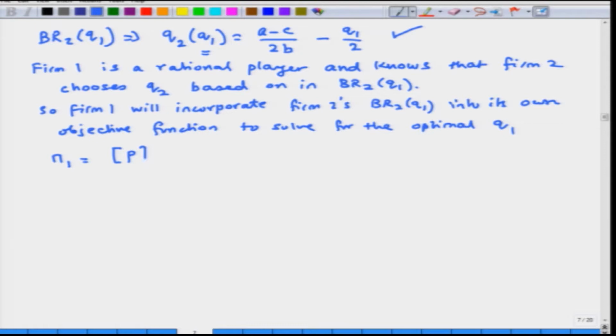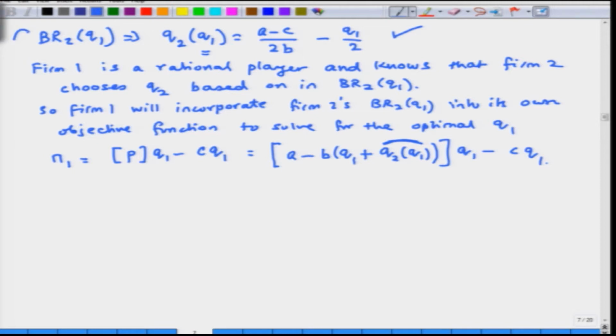So, now let us look at firm 1's profit function. So, firm 1's profit is P times Q1 minus the cost, which is CQ1. So, this essentially is A minus B times Q1 plus Q2, but now the Q2 firm 1 knows is going to be based on firm 2's best response function, times Q1 minus CQ1. So, essentially we are going to substitute for the best response function for firm 2 based on what we have computed here, right. So, let us do that.